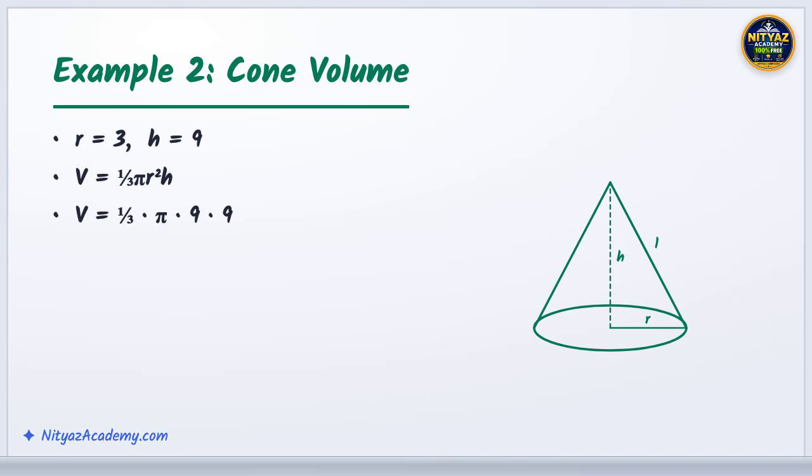A cone is 1/3 of its cylinder, so volume is 1/3 pi r squared h. 3 squared is 9, times the height 9 is 81, times 1/3 is 27. So the volume is 27 pi, roughly 84.8 cubic units. Don't forget that 1/3 factor.